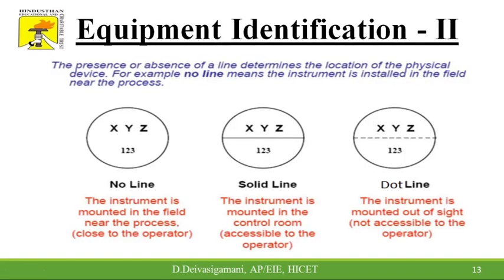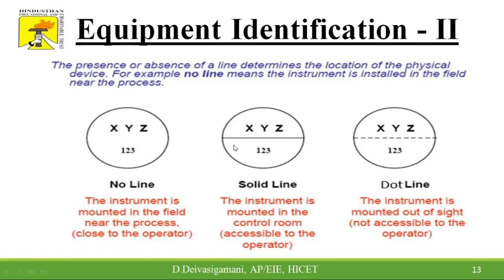And the next one is the line. Line is an important symbol in equipment identification. Here, lines are mainly used to identify the location of instruments, whether they are available near or far from the operator. Consider the first symbol. This is a circle with no line, which means the instrument is mounted in the field near the process, that is, close to the operator.